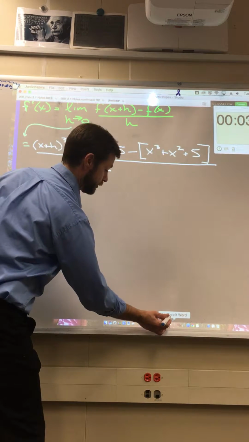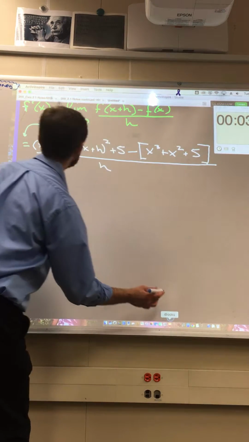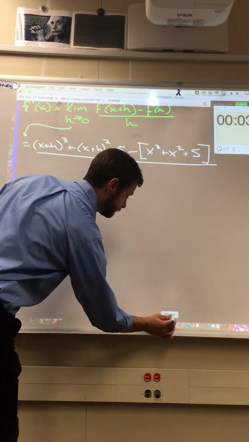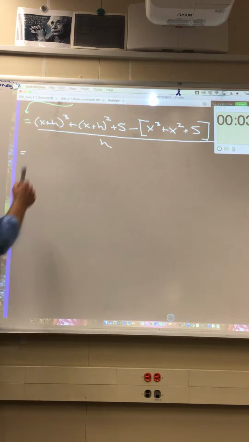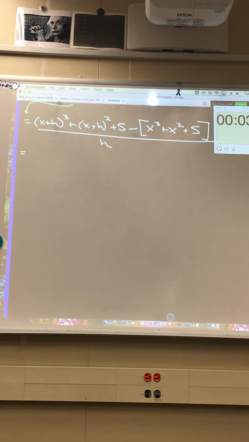Now here's the one that's going to take a while. So using Pascal's triangle, we will expand that cubic. So let's go ahead and expand that. Using Pascal's triangle, 1, 3, 3, 1.